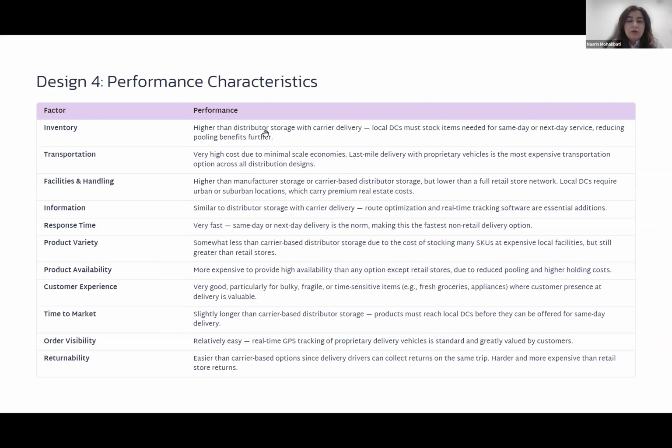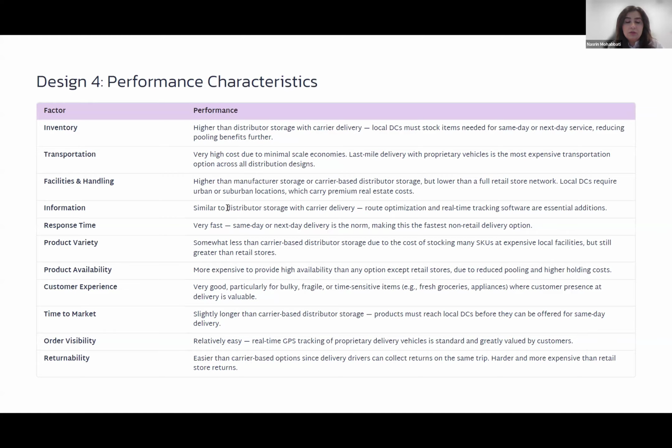So in terms of inventory, things are higher. We need more warehouses so that we can be more local, close to the customers. Transportation can be really high again because we are doing last mile delivery. These are small shipments. But again, we try to ship to multiple customers at a time so that we manage the transportation cost to some extent. Facility costs will be higher. We need retailers, retail stores, distribution centers.